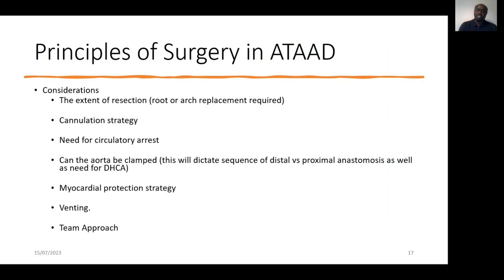So you need to view your scans well with a colleague if possible, just to make a plan of what to do. But once you embark on the procedure itself, you don't want to vary too much from your plan, otherwise you will just have confusion and catastrophe. You need to also plan your cannulation strategy. Cannulation means the way you put your pipes for bypass.